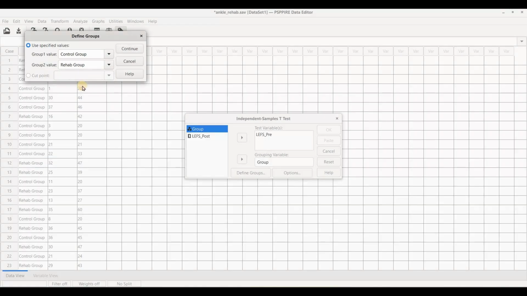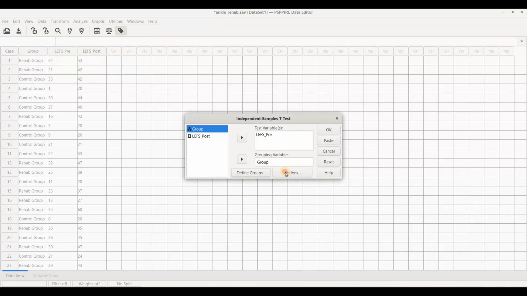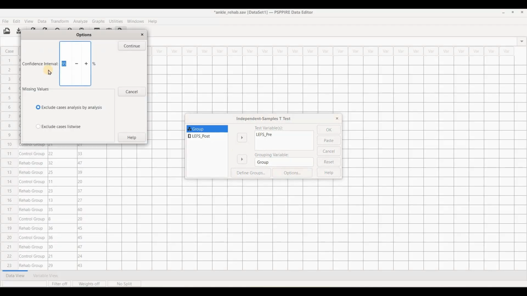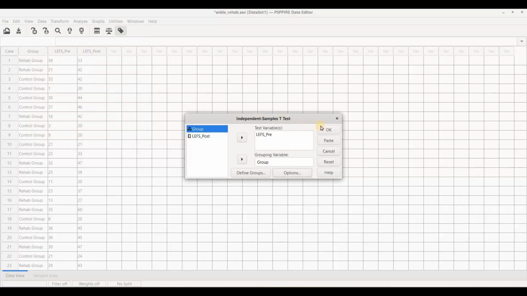There could be a situation where that variable had 3 or more values and you only want to compare 2 groups out of it. That is why it gave you the option to select which group. But in our variable here for group, we have only 2 groups. So I just thought to let you know that. I will click continue. If you look at options, here we want a 95% confidence interval of the difference in means. I'll click continue. And then we click OK.